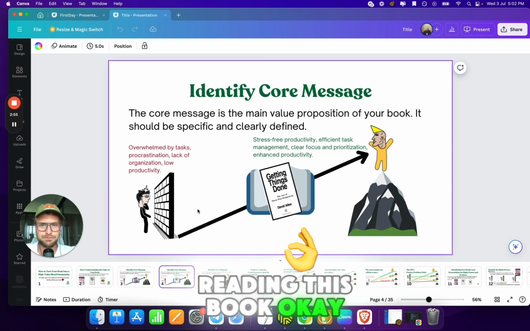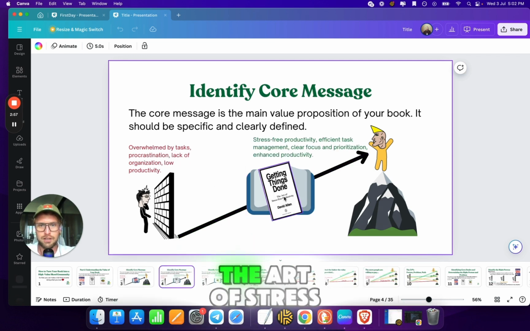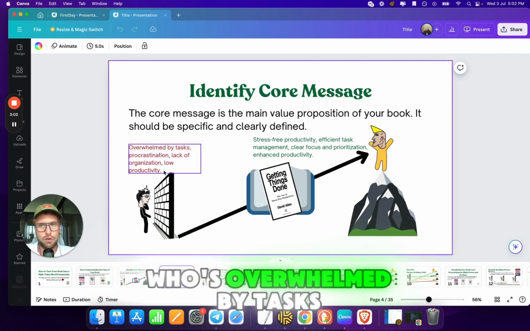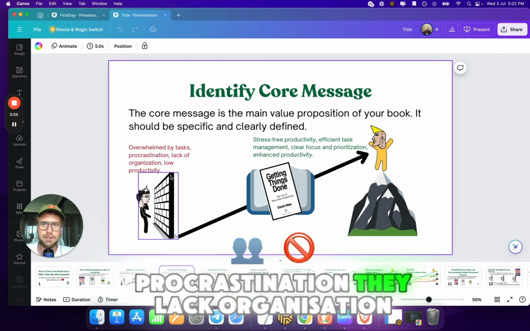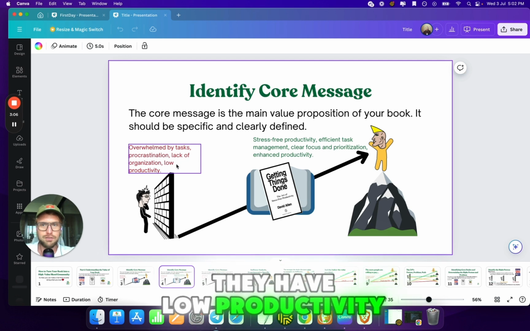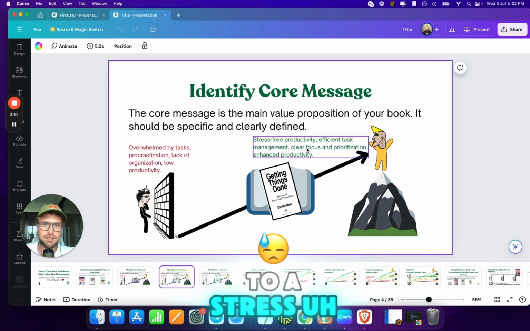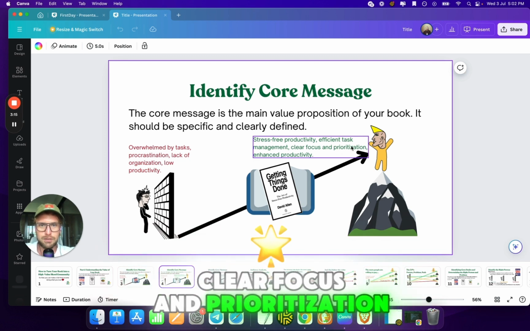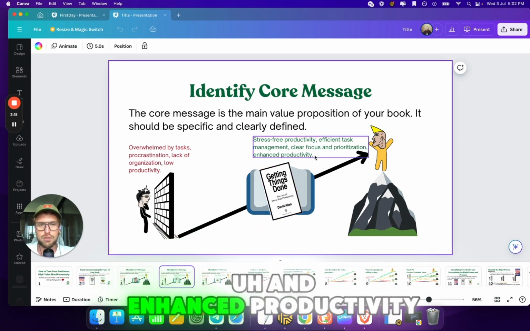this book. Okay, moving forward, getting things done, the art of stress-free productivity. So this would appeal to someone who's overwhelmed by tasks, procrastination, they lack organization, they have low productivity. Where do they want to get? They want to get to a stress-free productivity and efficient task management, clear focus and prioritization, and enhanced productivity.